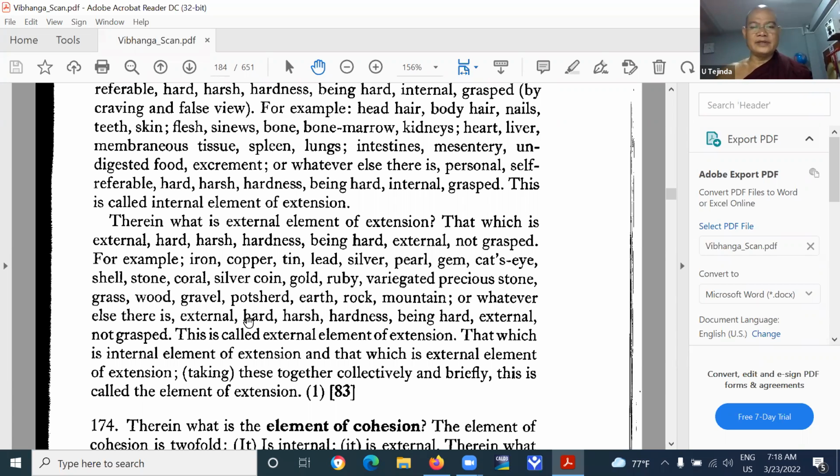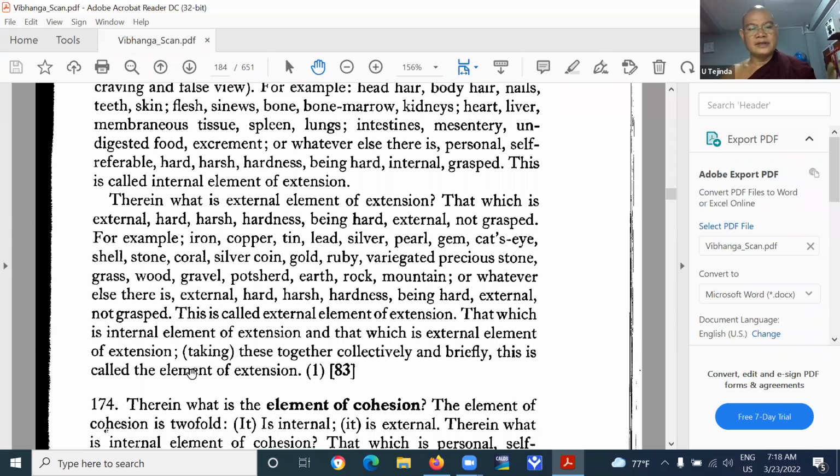So there will be many kinds, like your computer, iPad, your phone, your books. All these are also included in the external earth element. Any hardness is called here the external hard element, or the earth element. What is ajjhattika? What is bahira earth element? Make it one. This is called Pathavi Dhatu. Take these together collectively, briefly.